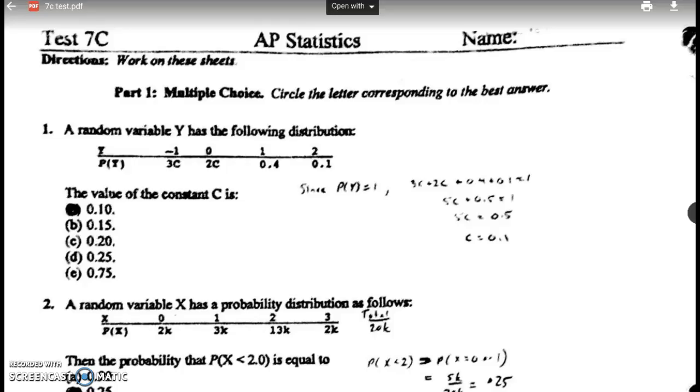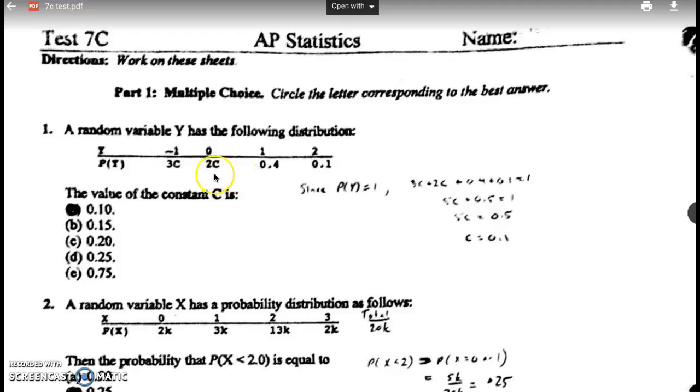Okay, we're looking at the 7C test today. First question says a random variable y has the following distribution. And the probabilities here, we have some unknowns. For -1, we have 3C, and for 0, we have 2C.